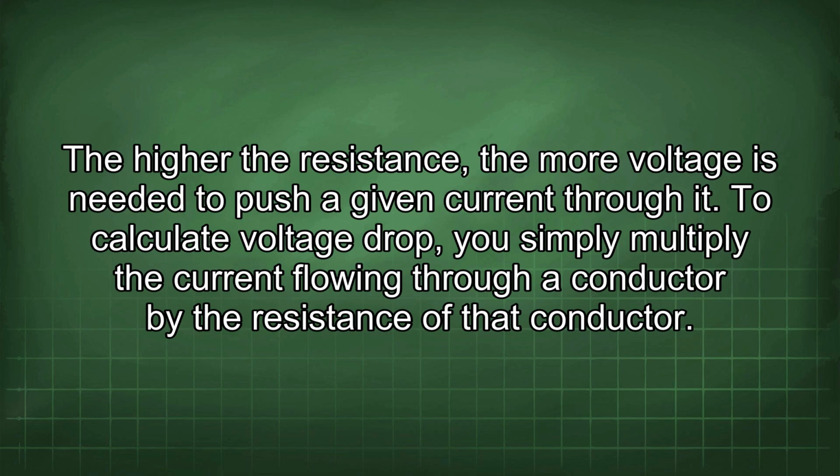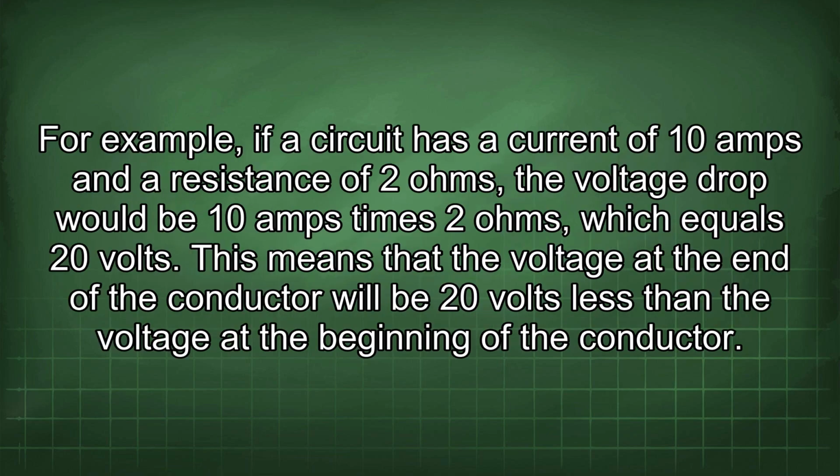To calculate voltage drop, you simply multiply the current flowing through a conductor by the resistance of that conductor. For example, if a circuit has a current of 10 amps and a resistance of 2 ohms, the voltage drop would be 10 amps times 2 ohms, which equals 20 volts. This means that the voltage at the end of the conductor will be 20 volts less than the voltage at the beginning of the conductor.